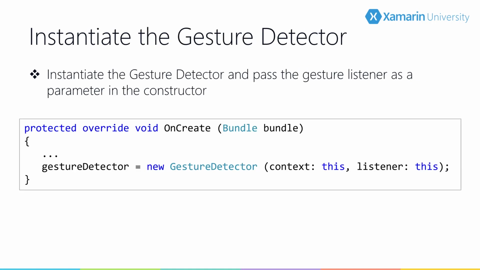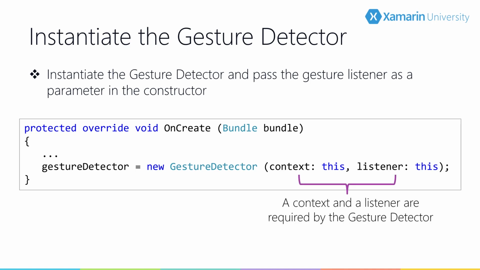We'll also need to instantiate a GestureDetector. As you can see on this slide, this is often done in the OnCreate lifecycle method, but again, this is not a hard requirement. When creating a GestureDetector, it takes 2 arguments. The first is the active context, and the second is a class that's implemented the appropriate interface. In our example, we're assuming that the activity has implemented the IOnGestureListener, as we saw in the previous slide.